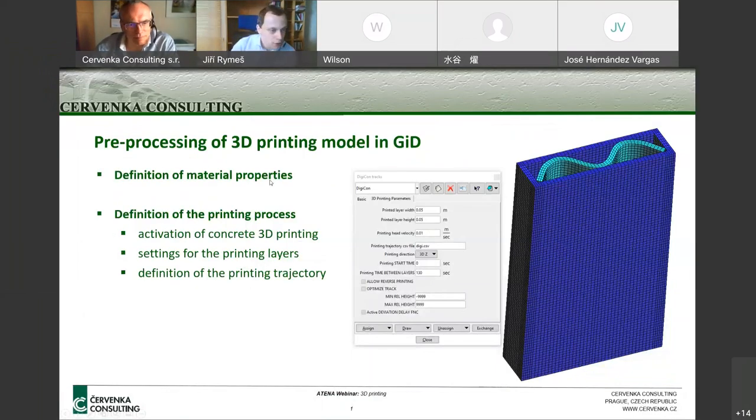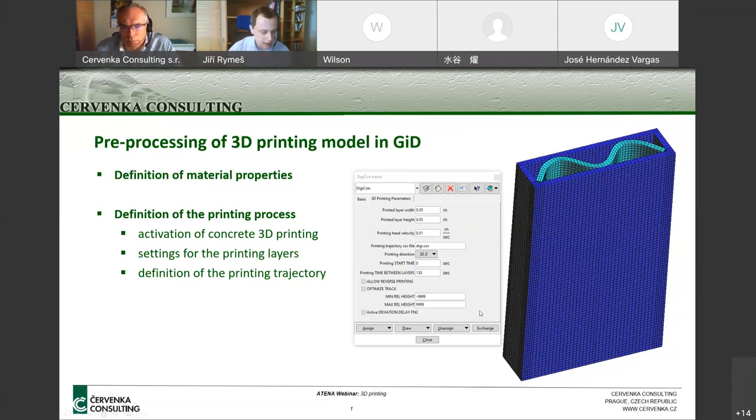So also good morning for me, or morning or afternoon or evening, depending on where you are right now. So I will focus mainly on more practical aspects of 3D printing modeling using ATENA. There are two different things which you need to take care of while doing such a simulation. First one is the definition of material properties, and second one is the definition of the whole printing process. And I will be explaining this on an example, which is some kind of waffle wall or a honeycomb wall with internal stiffening.